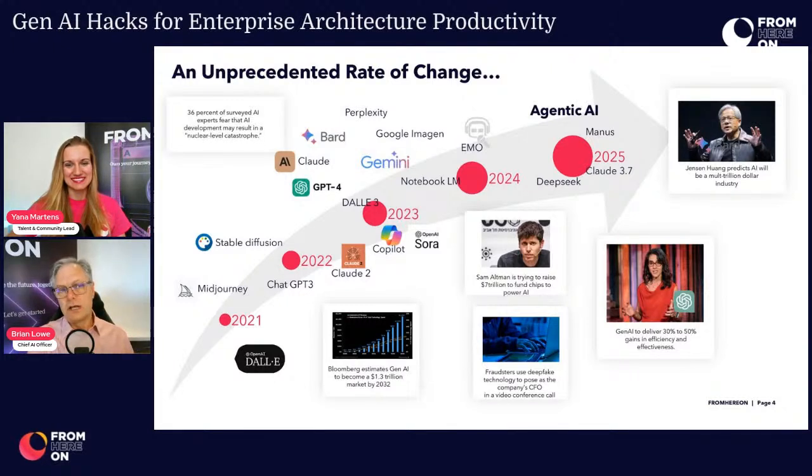And this is what this slide's really supposed to represent: in 2021, we just had some nascent publishing of some of the large language models and transformer architectures in general. And then in a very short space of time, it ramped up quite quickly. Now we've got Agentic AI solutions like Manus coming out.